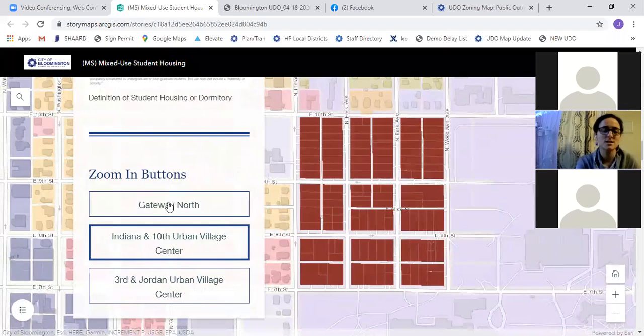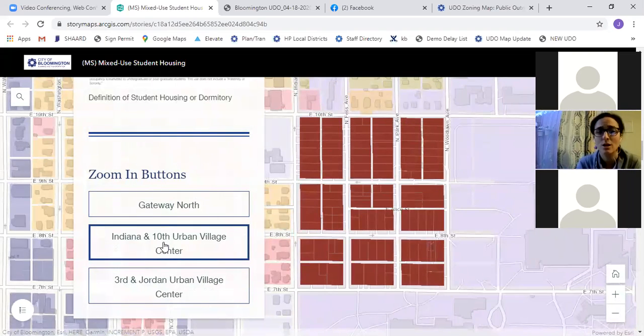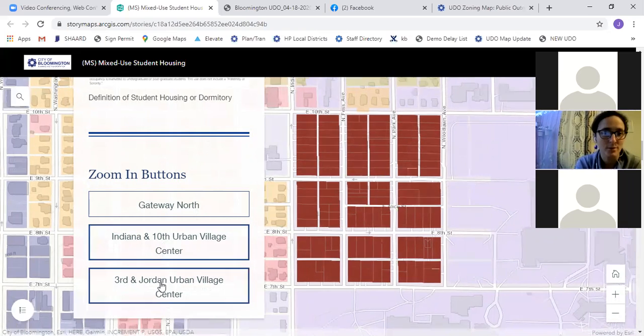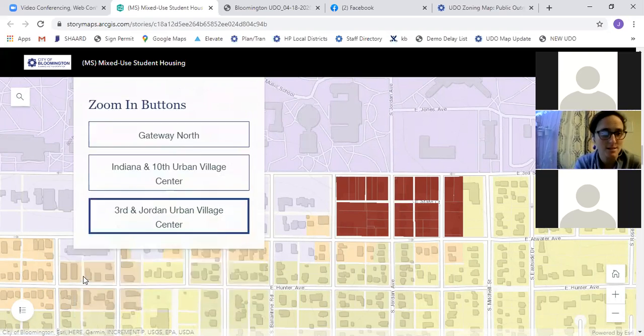So Gateway North I mentioned, which again is from the last presentation, goes from the railroad all the way to the bypass. You can see there, and then extending west of College Walnut into some existing largely student housing apartment complexes as well. And then the second area is bordered by Indiana, 10th, Woodlawn, and 7th. And that was denoted as an urban village center in the comprehensive plan. And Third and Jordan was also an urban village center, and is currently, of course, a small commercial node. It's on the southeast side of campus, adjacent to the southeast side of campus, excuse me.